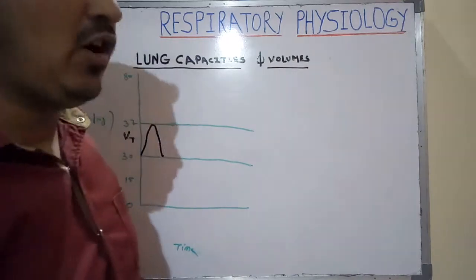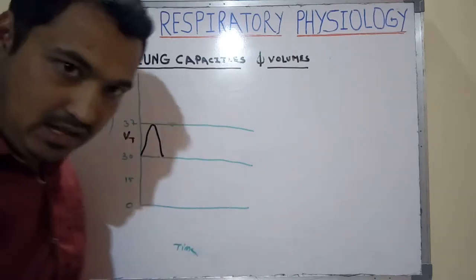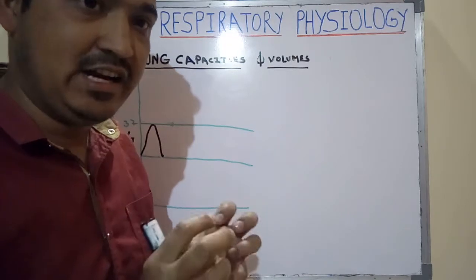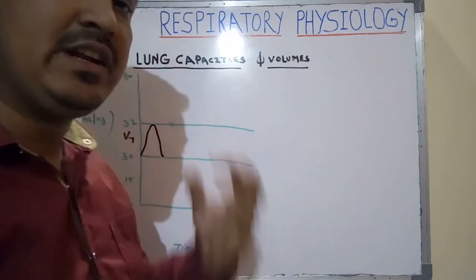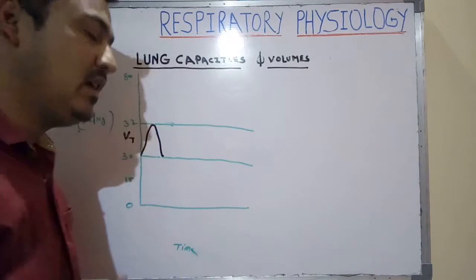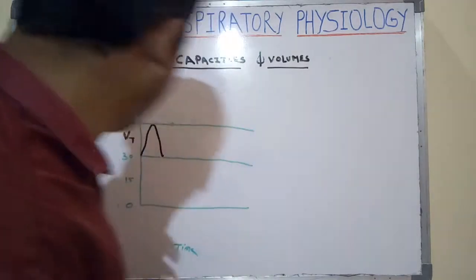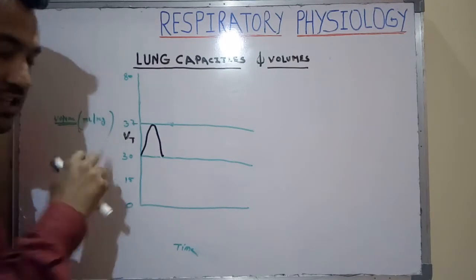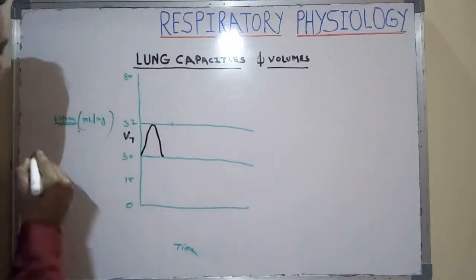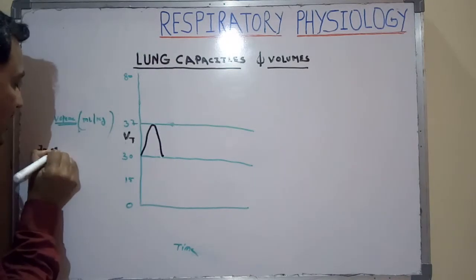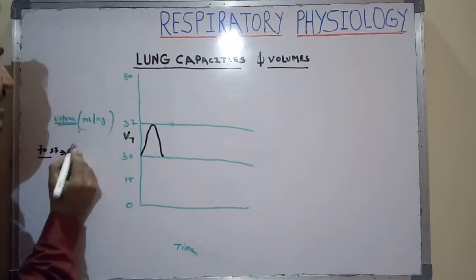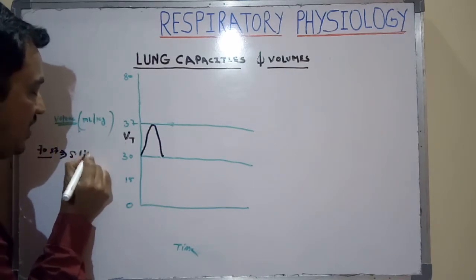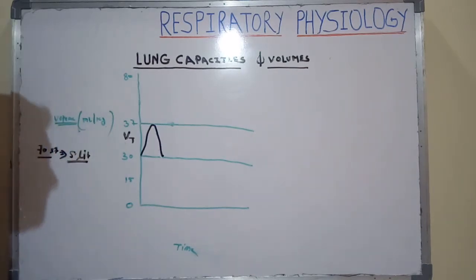Whenever we talk of standard values in the medical field, we talk of a standard value for an adult. A standard adult weight is always considered 70 kg. If it is 7 ml per kg, then what is it for 70 kg? It will be 70 into 7, that is around 4900 or 5000 ml, or 5 liter. It comes around 500 ml.